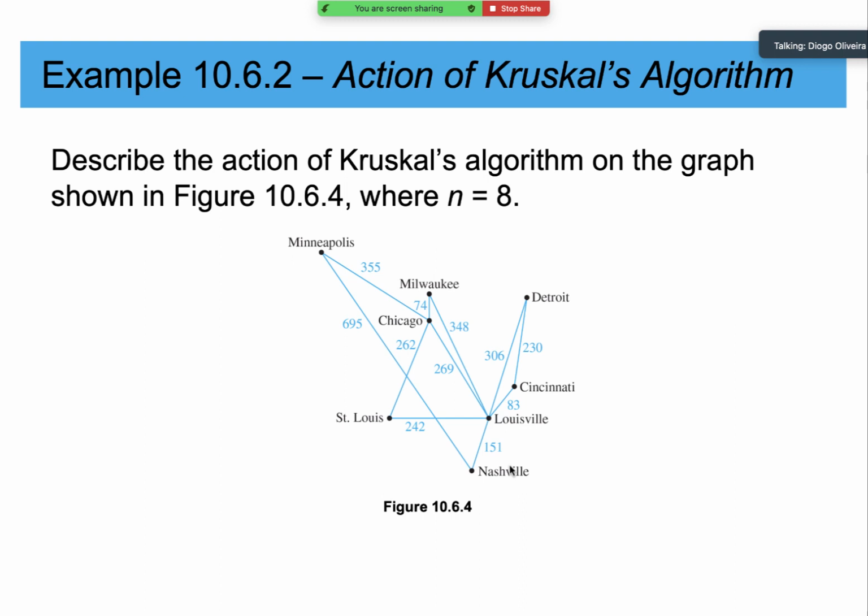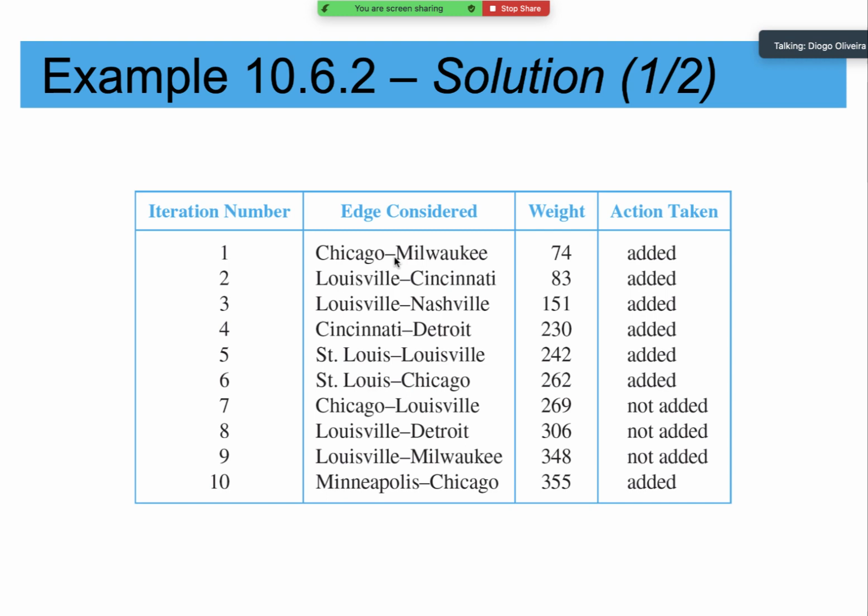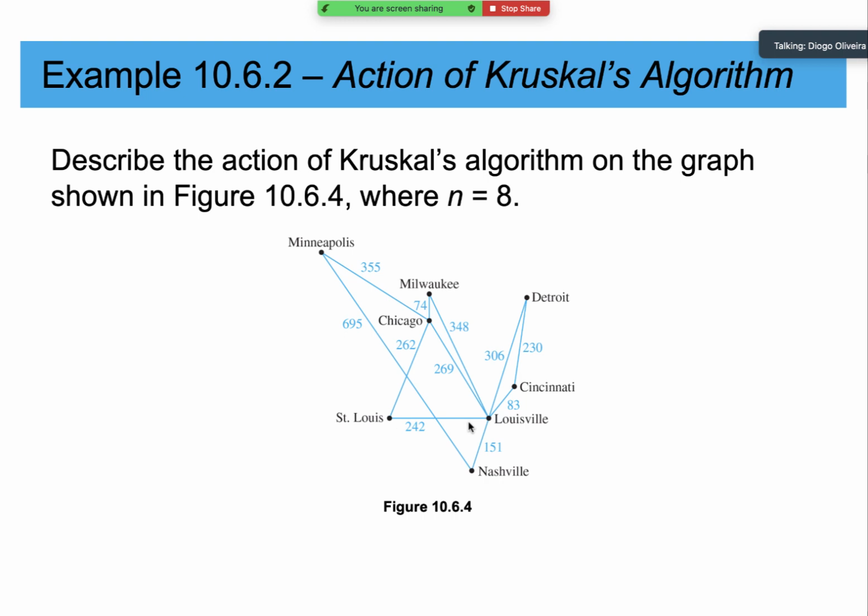And then, what is it? Between St. Louis and Louisville? Is that what it is? I think that's what it is. So here, then here, then here, then here. Oh, there is another one, 230. Where is it? Oh, yeah. So I'm sorry. Before St. Louis and Louisville, we have Detroit and Cincinnati.